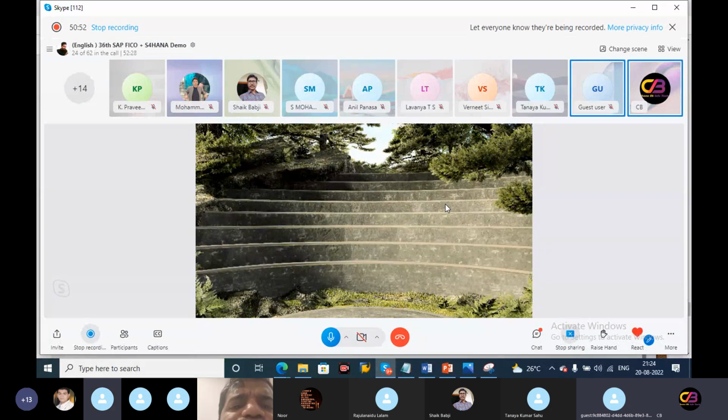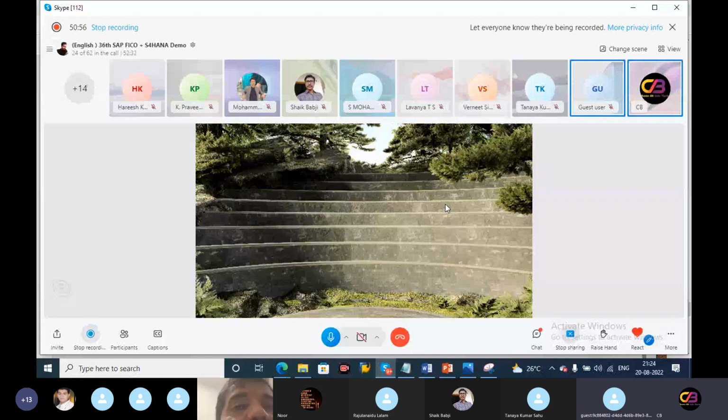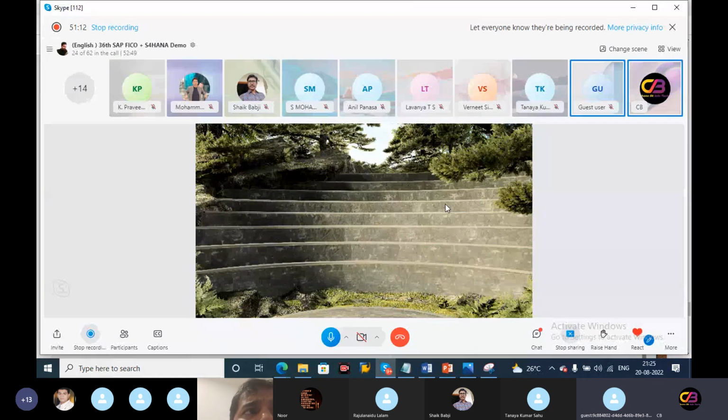Almost 60 to 70 people will be there in every batch. I stopped English classes one year ago because of the huge audience in Telugu, and now I have started English sessions again. We will focus more on SAP FICO English trainees, because this is a pilot batch. So I should definitely focus more on the English batch.